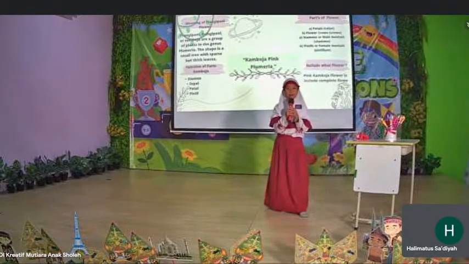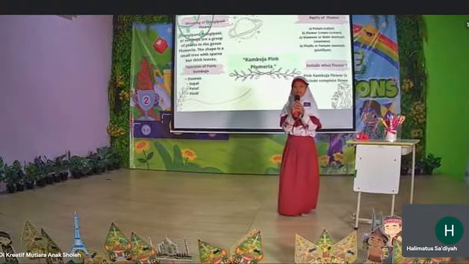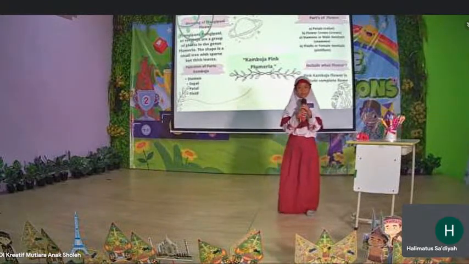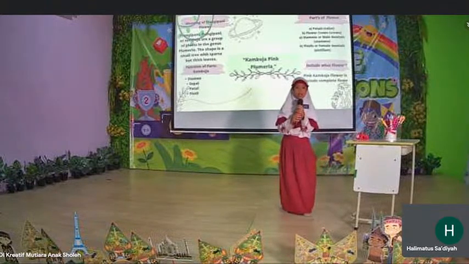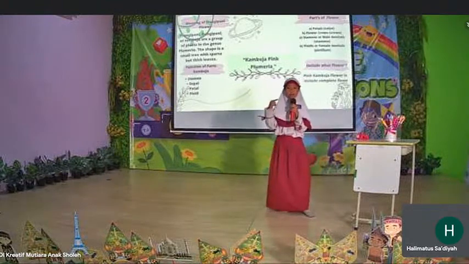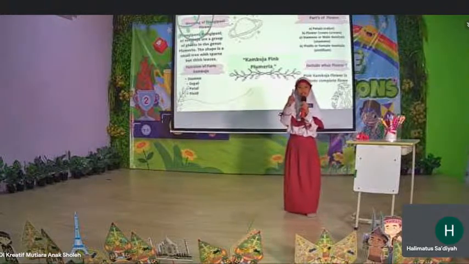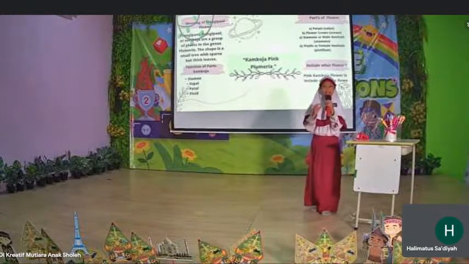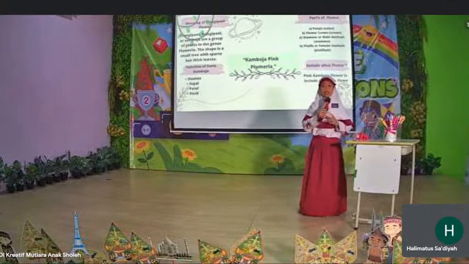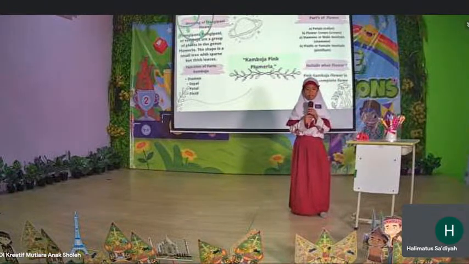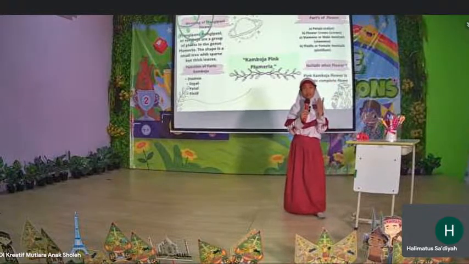Frangipani or semboja is a group of plants in the genus Plumeria. The shape is a small tree with sparse and thick leaves. Now I want to tell you about the parts of the flower. First there are petals, the second there's a flower crown, and the third there's a stamen. The stamen is the male part, and the fourth is the pistil. The pistil is the female part of the flower.